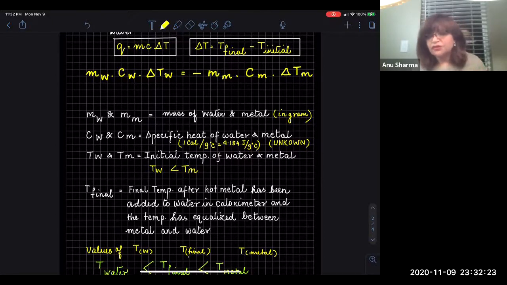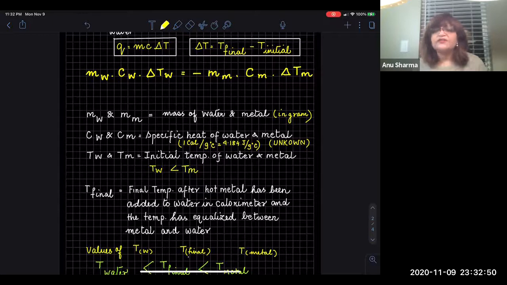Generally, we use this unit, and sometimes if it's needed, we can also convert it and use 1 calories per gram degree Celsius. And the unknown metal specific heat is what we are trying to find. TW and TM: TW is the initial temperature of the water, and Tm is the initial temperature of the metal.